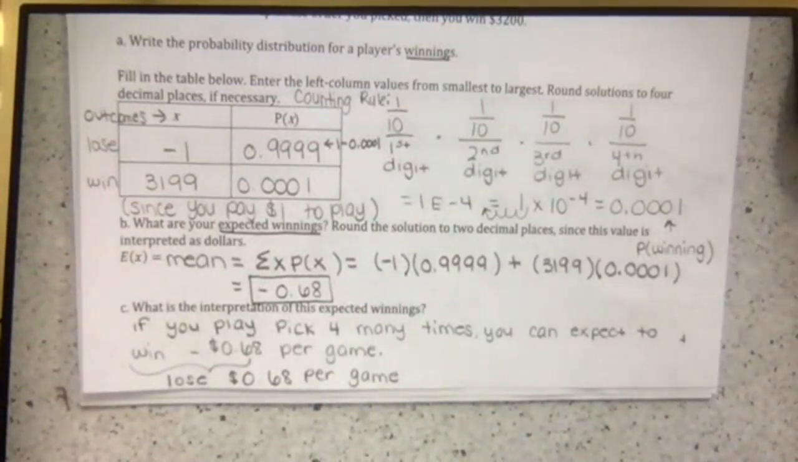Because it said what are your expected winnings? Your expected winnings are negative 0.68, which means you're going to lose 68 cents every game. So questions, comments, concerns on that part so far?